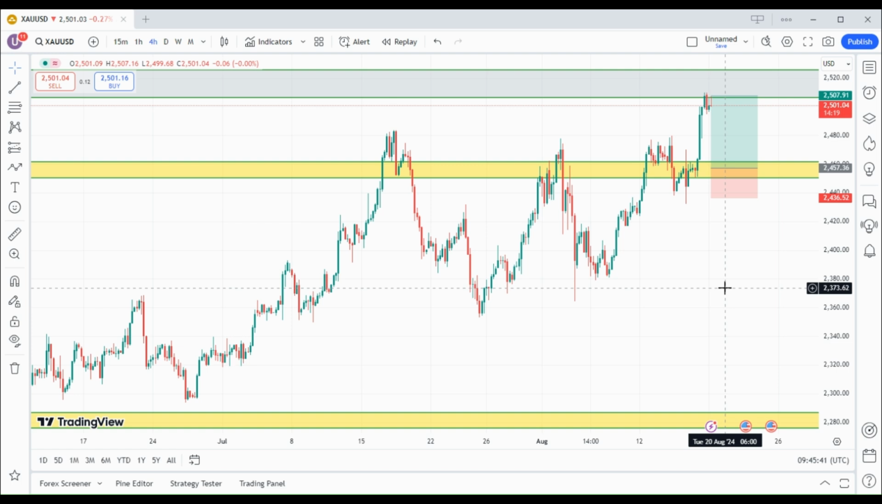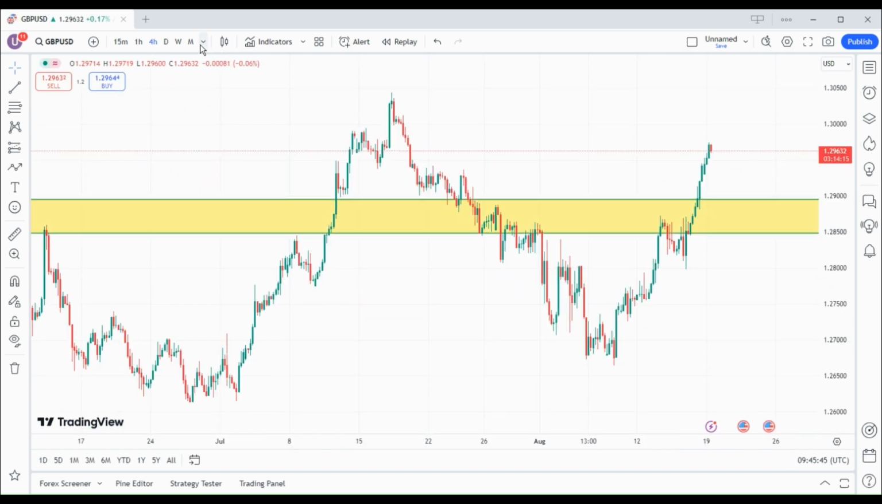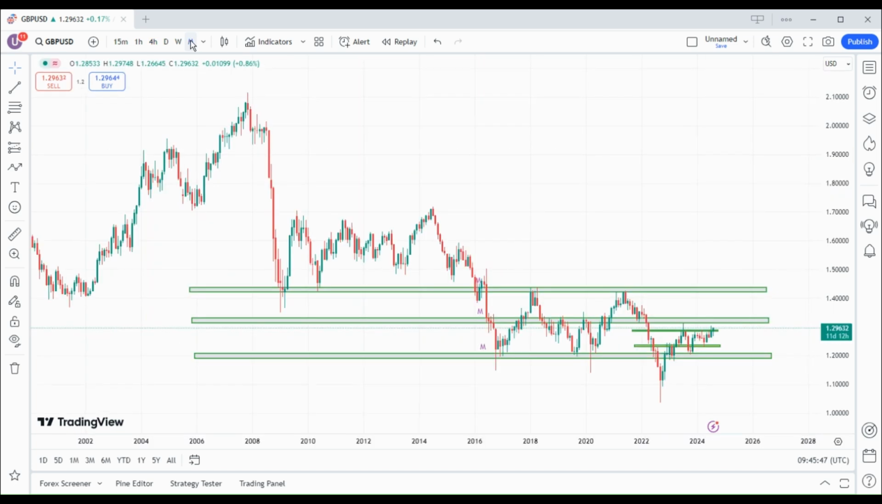Let's go to our next pair, which is GBPUSD. So GBPUSD, starting from a monthly time frame, you can see on the monthly time frame that market is pushing up after making this significant drop to this zone. Let me show you in details.